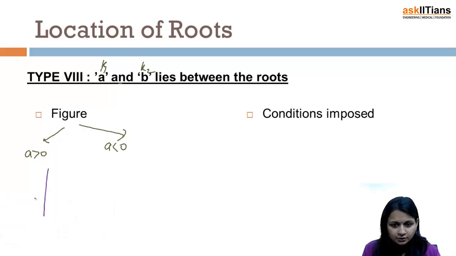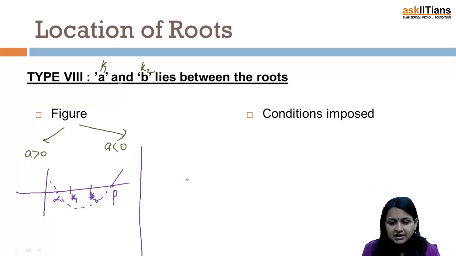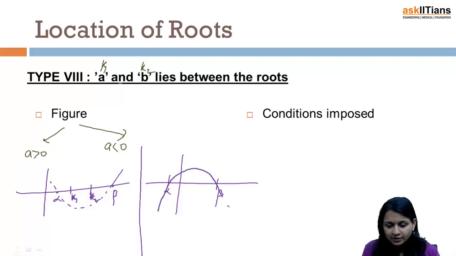So a and b are lying between the roots. Let me draw the roots first of all, alpha and beta. Let me draw the figure, and a and b are lying between them, or I can write it as K1 and K2. Now when I have a less than 0, again first of all I'll draw my roots alpha and beta. Let me draw my graph, and K1 and K2 are lying between the roots.